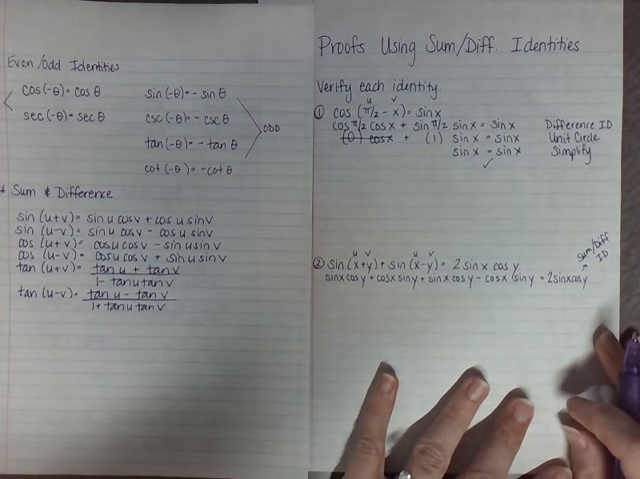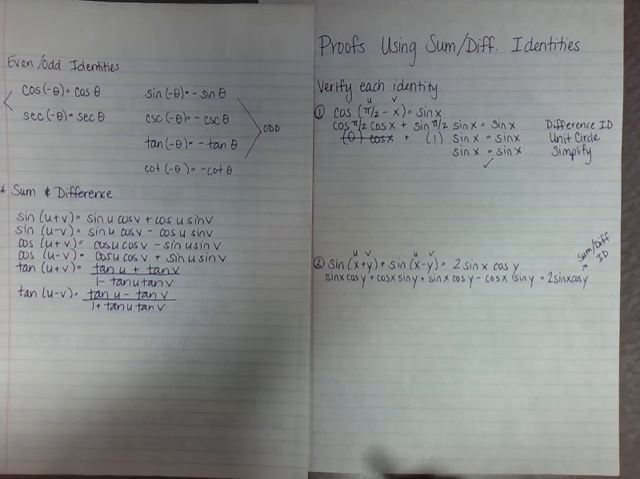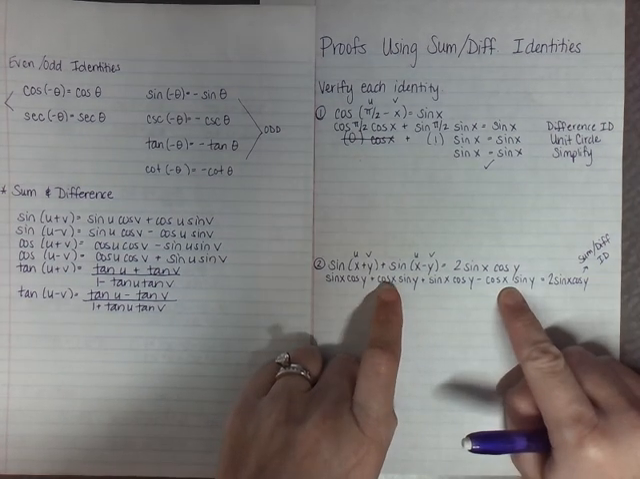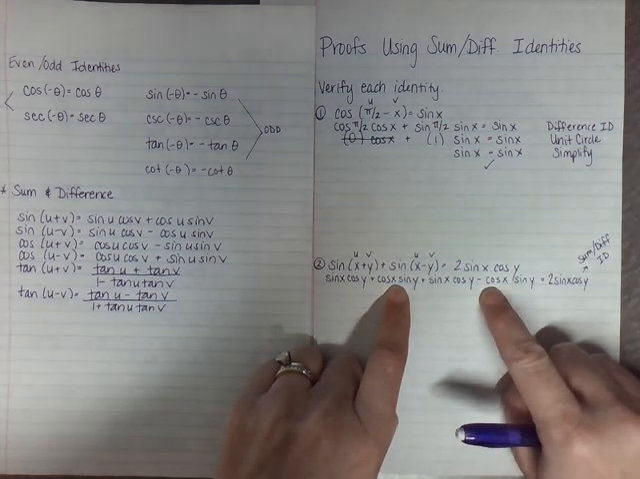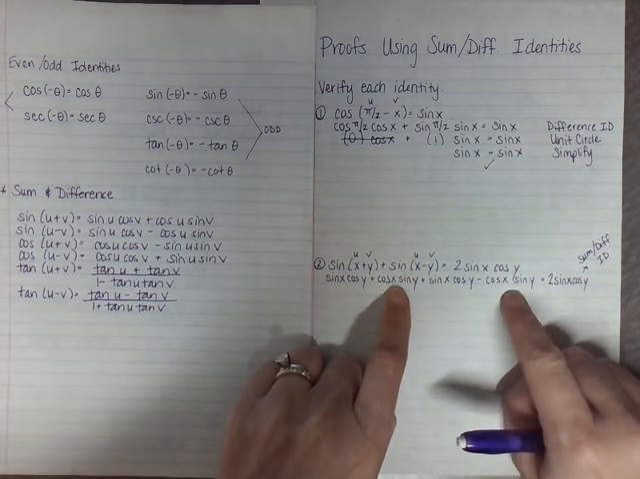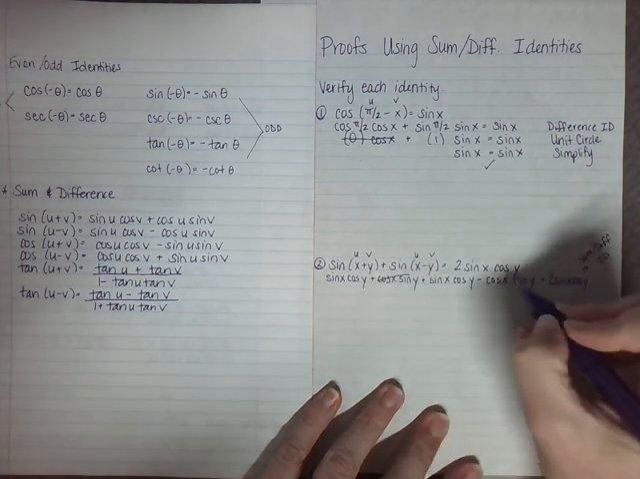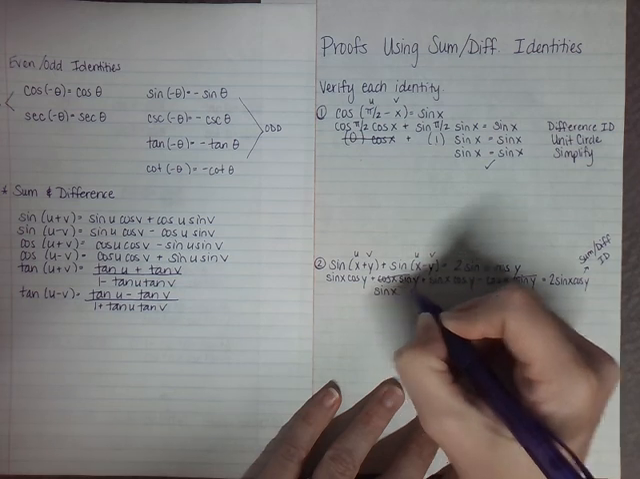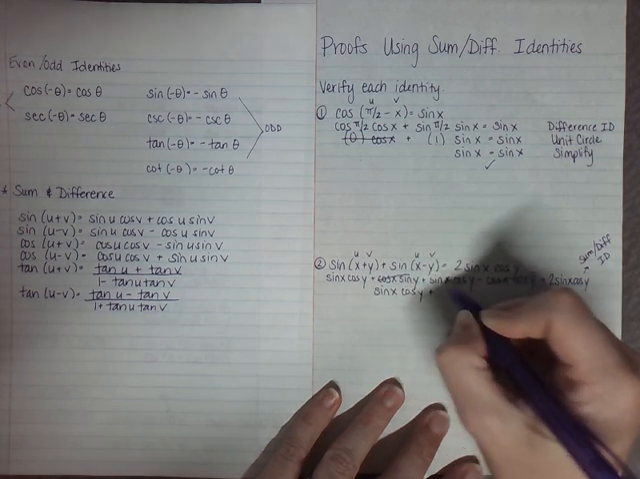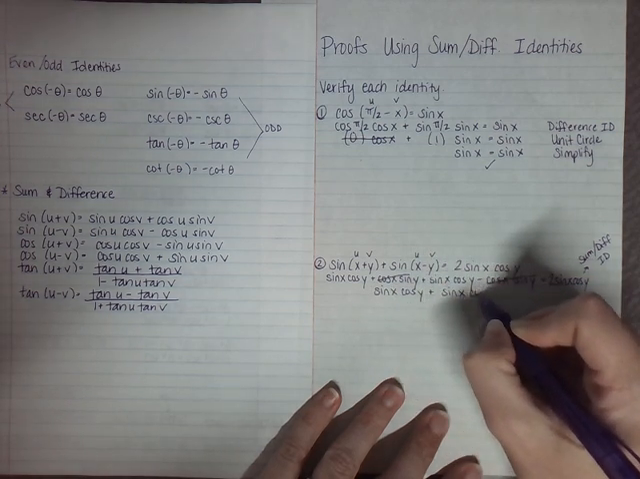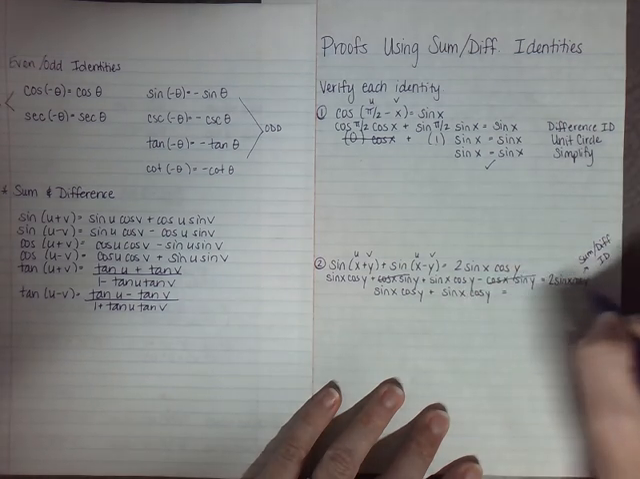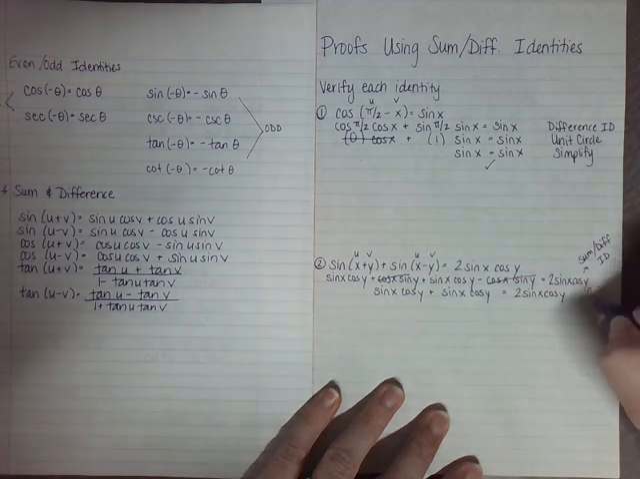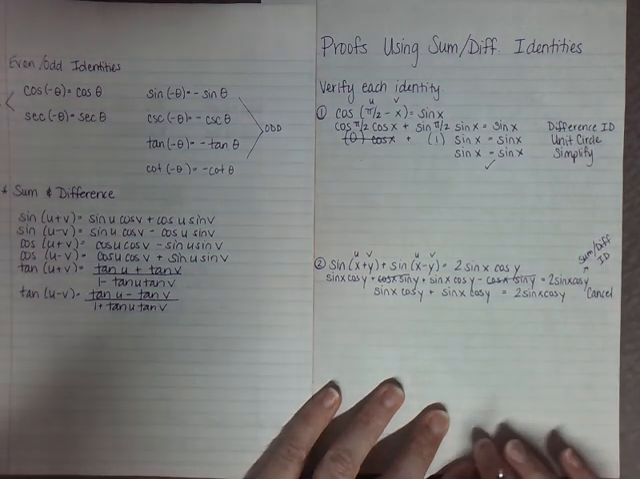Okay, now let's see if there's anything we can do with that. Hopefully you notice that right here and right here you have a cosine x sine y, and then you have a negative cosine x sine y. So those are going to cancel each other out. So that's what I would do next, is mark those out. All right, so we're left with sine x cosine y plus sine x cosine y equals 2 sine x cosine y. Now I'm just going to put cancel out here, because that's all we did was cancel two terms out.